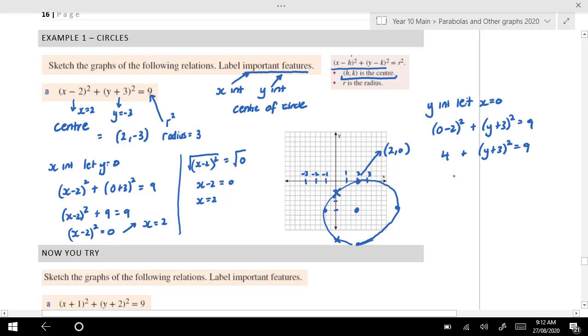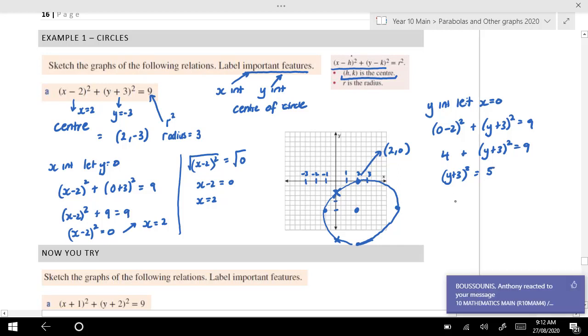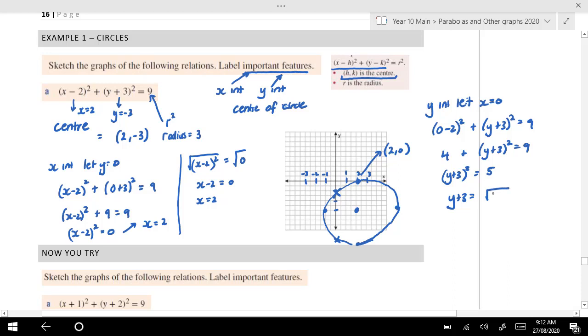Let's subtract 4 from both sides, which gives us (Y plus 3) squared is equal to 9 take 4, which is 5. Take the square root of both sides, but this time I'm taking the square root of a number which isn't 0, so Y plus 3 is equal to, well, there's 2 solutions: plus or minus the square root of 5. You need to get 2 solutions. That's the hint that we need to find both the positive and minus square root.